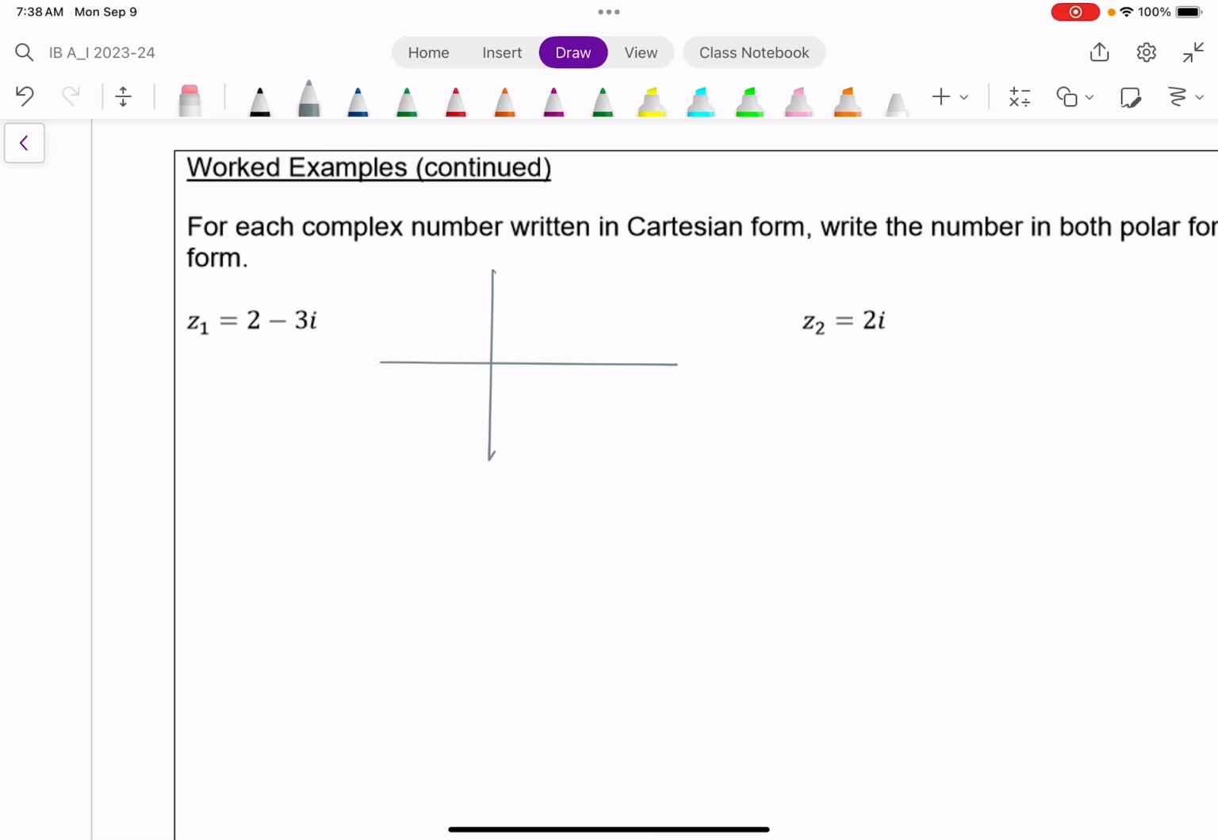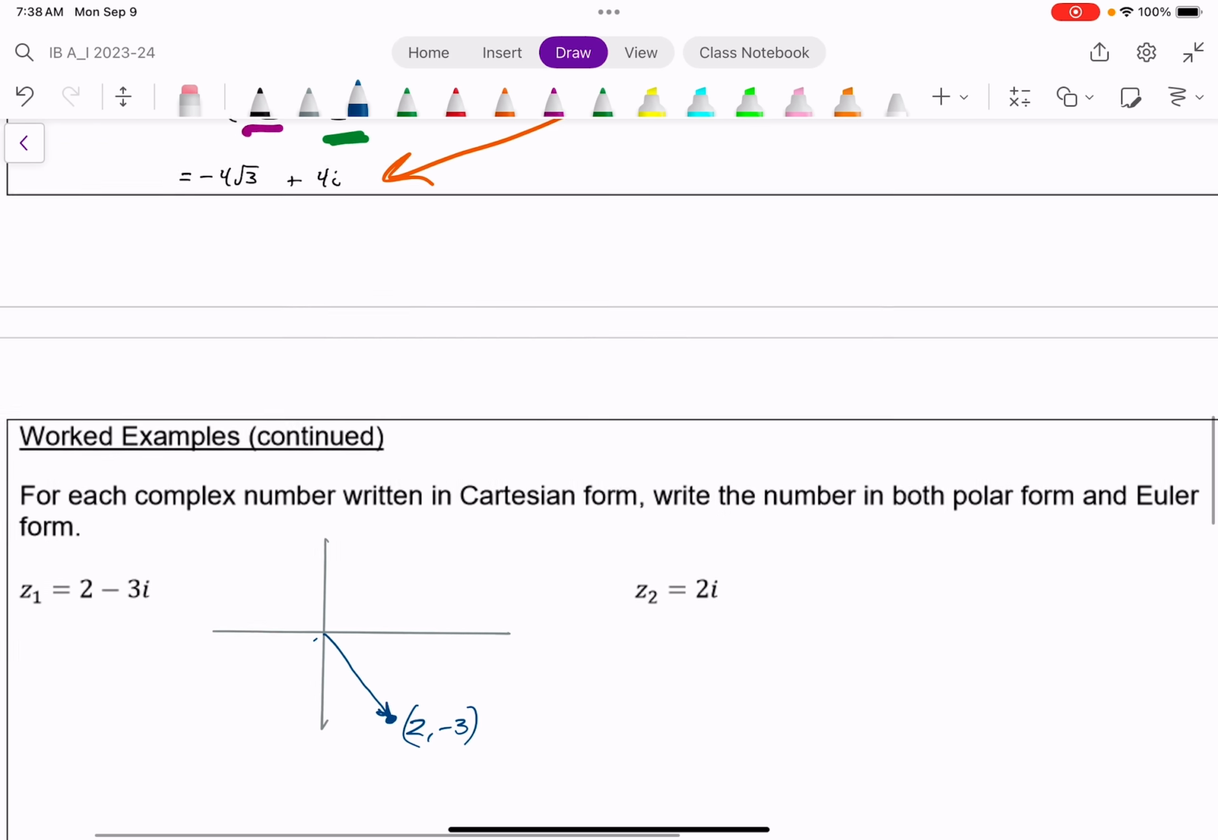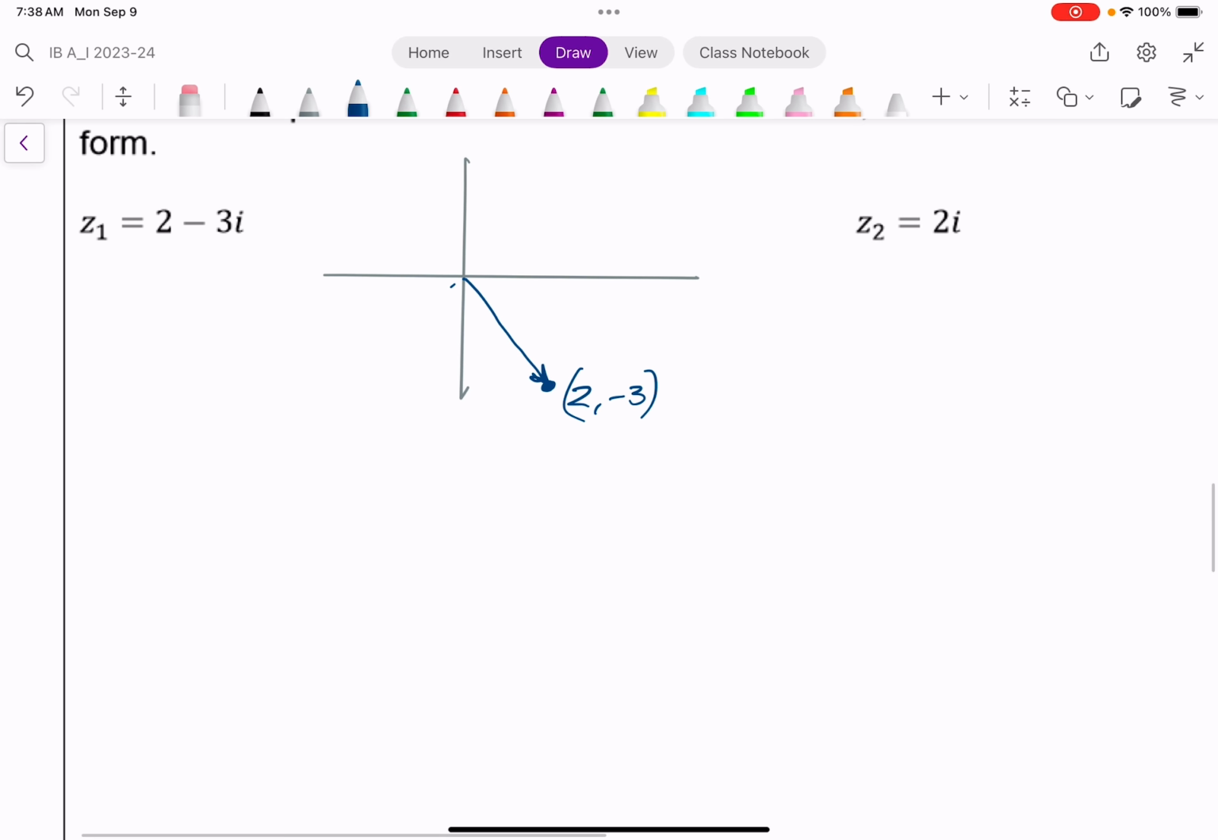And 2 minus 3i, pretty easy to visualize. It's (2, -3), so I don't know, like right here, let's say. There's my vector. Which means the modulus, or the absolute value, is the length of this hypotenuse if I imagine a right triangle. Although, again, I don't always want to have to draw that.